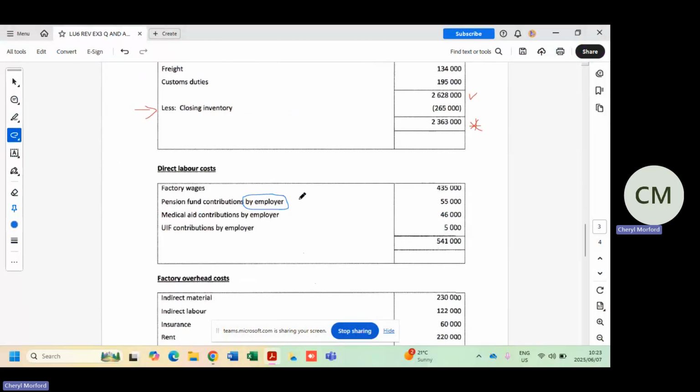What happens if the contributions are by the employee? Then they do not form part of the business's cost of direct labor. So if it says by employee, you would not include it here. We just need the portion by the employer. So we add those 4 items together, and that gives us a total of 541,000.